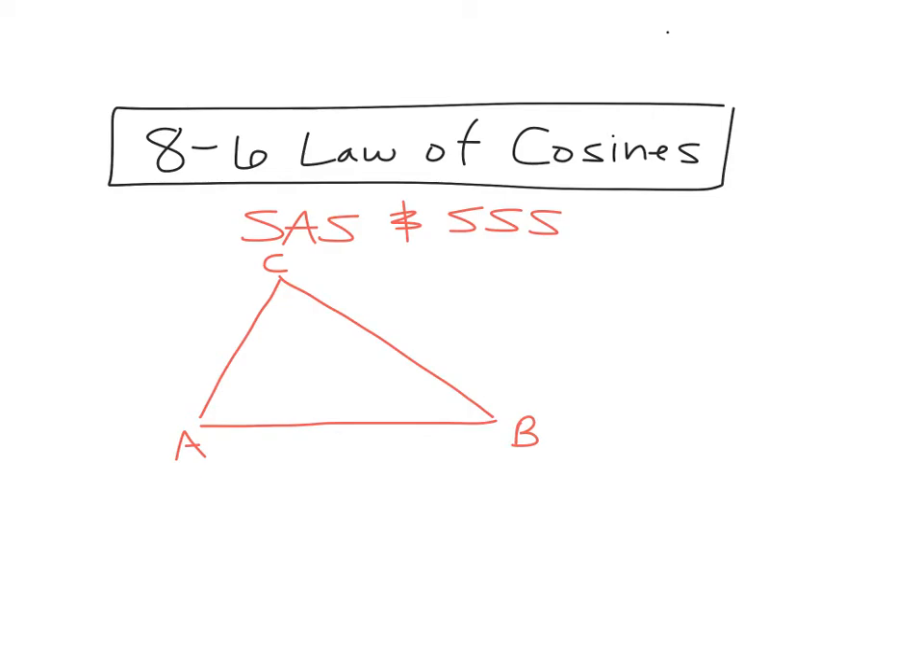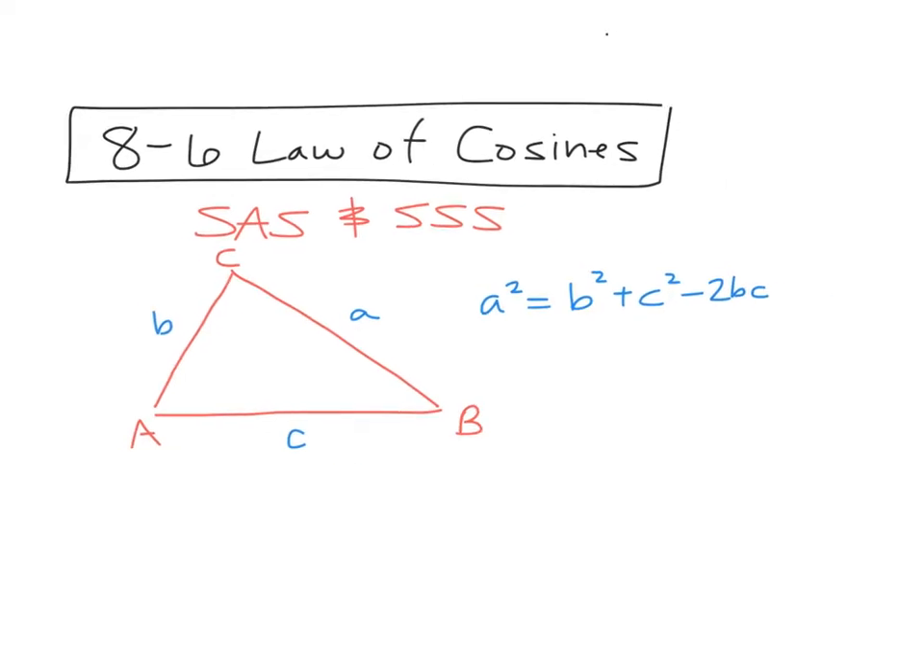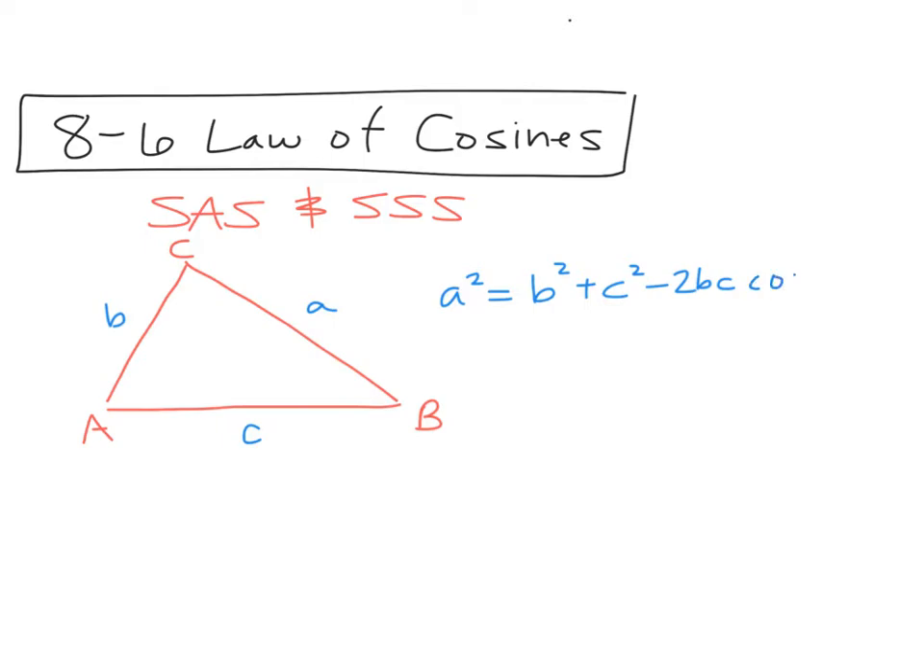Okay, so if we have triangle ABC, same as yesterday, A is across from A, B is across from B, C is across from C. The law of cosines says this. It's a little lengthy. Bear with me here. It says a squared, so the length of CB squared, that side squared, will equal b squared plus c squared minus 2bc cosine A. Okay, looks a little lengthy. It really isn't bad because they're all kind of repeat letters.